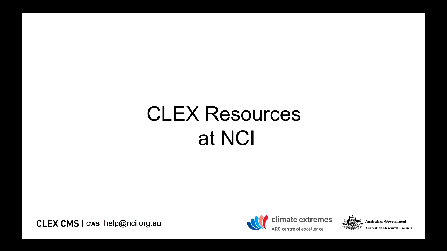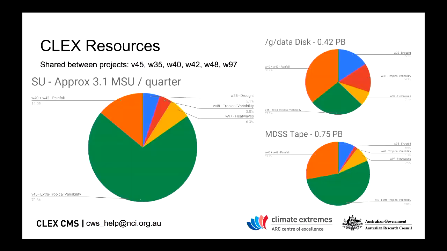So most of you here are affiliated with CLEX. So we have resources at NCI that we're able to use. We've got a bunch of allocation that NCI give to us as the flagship C project. So individual researchers, any Australian researcher can submit a merit allocation proposal to NCI and get some amount of time. The centre as a whole, outside of that system, gets allocation from NCI. We've got about 3.1 million SU per quarter, so that's quite a lot.